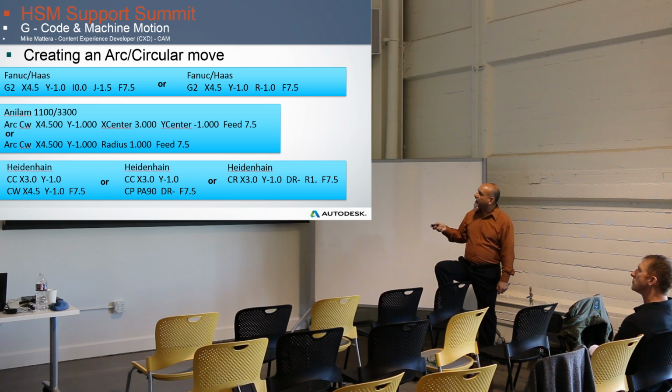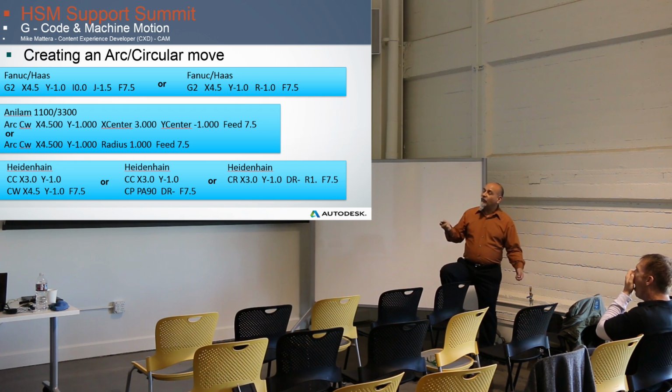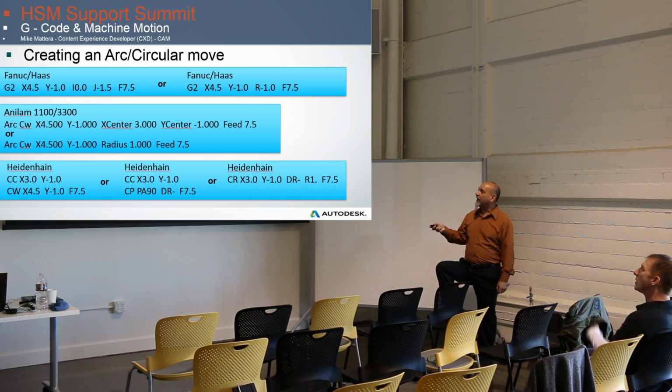So here's another one. This is an Anilam control. I actually have an Anilam control on my machine. Anilam was known for their conversational format. So if you look at this, it says arc clockwise. There's no big mystery there, huh? We have a pretty good idea what that line's going to do. We're going to go to this XY coordinate, and we're going to rotate around this X and Y center. Pretty clear what that line means, isn't it? That's why they call it a conversational format. You can see exactly what's going on.